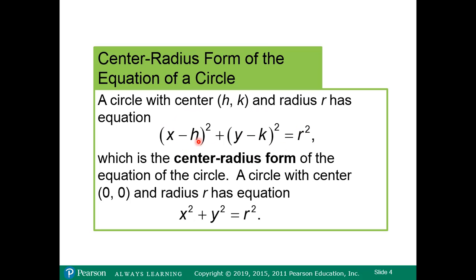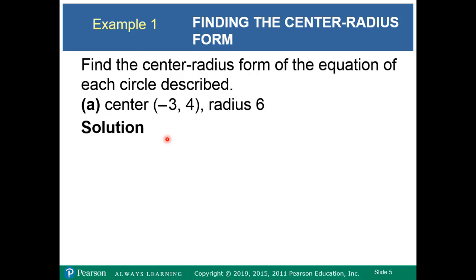Now, if the circle is centered at the origin, then H and K are both 0, and it reduces to this simple equation. So if it looks like this, then it's always centered at the origin. But if it's in this form, then it's going to be centered at H, K. And pay attention that these are both subtraction. So that's going to be important. Just remember that those are both subtraction.